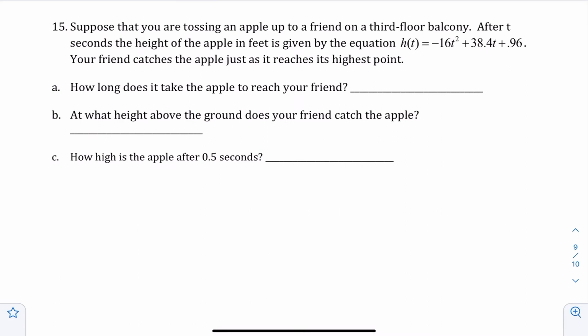Last question, period. Suppose that you're tossing an apple up to a friend on a third floor balcony. After t seconds, the height of the apple in feet is given by the equation H of t equals negative 16t squared plus 38.4t plus 0.96. Your friend catches the apple just as it reaches its highest point. So my friend catches the apple at the maximum, which means that I threw it at the perfect height. So let's graph it, and let's answer the questions.